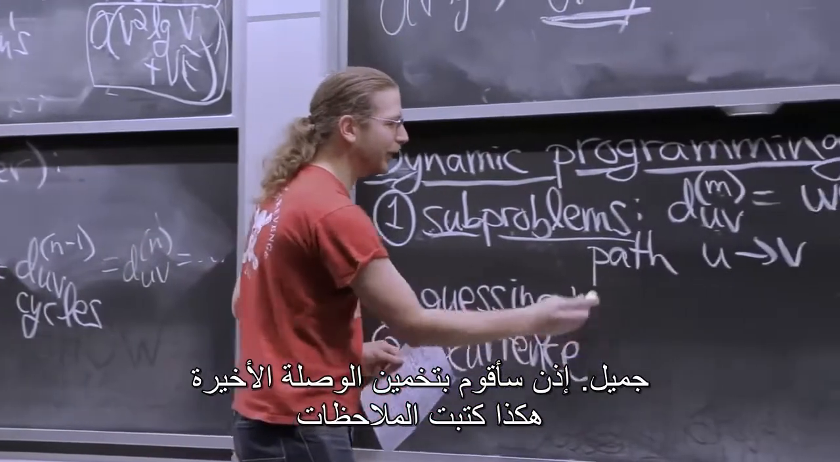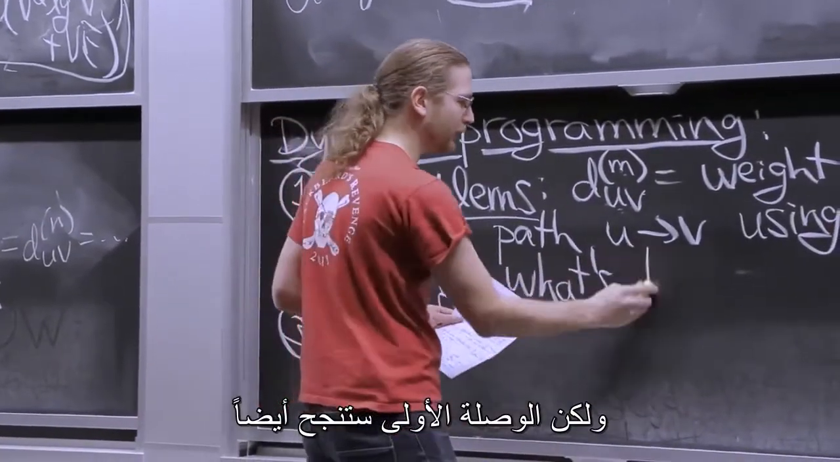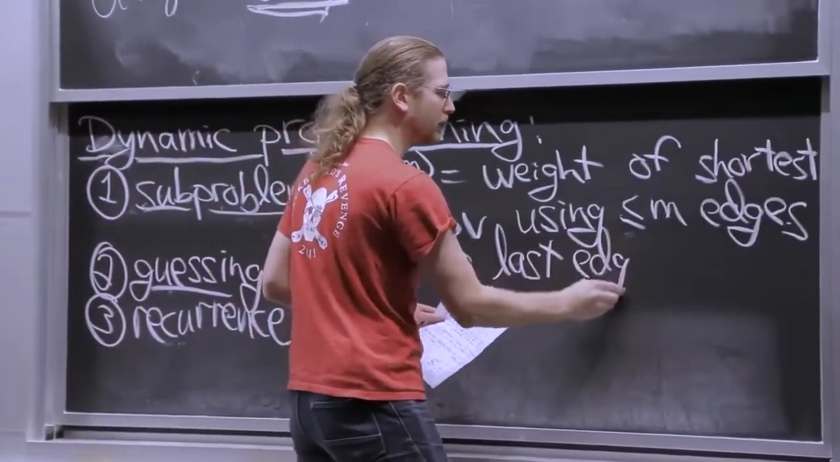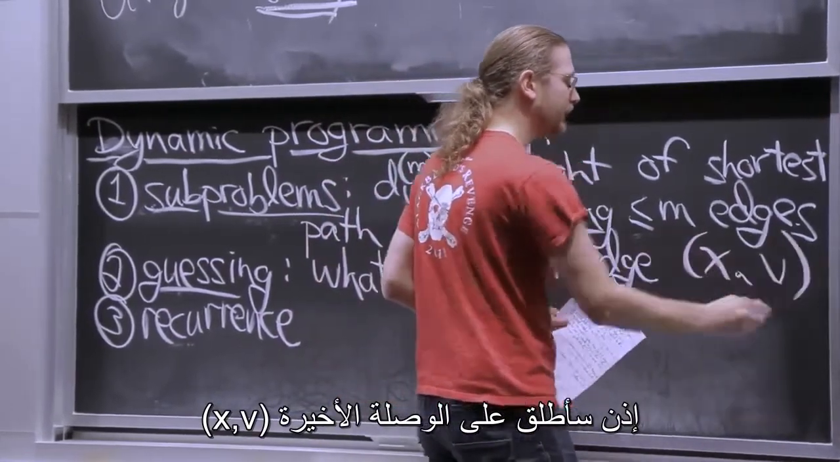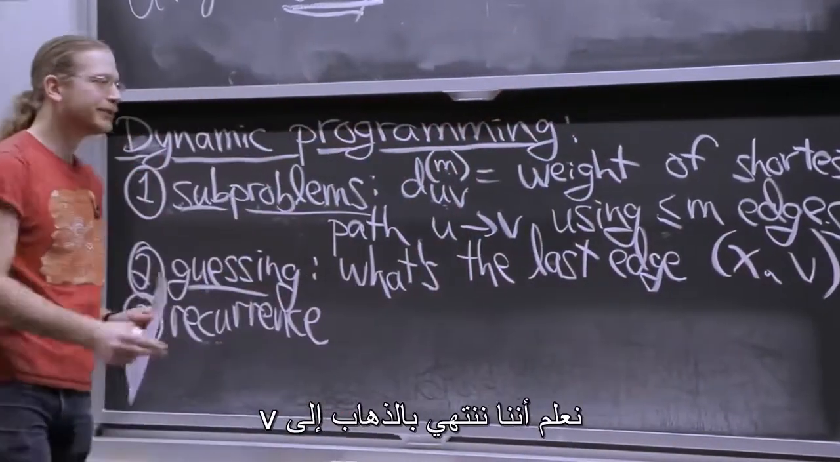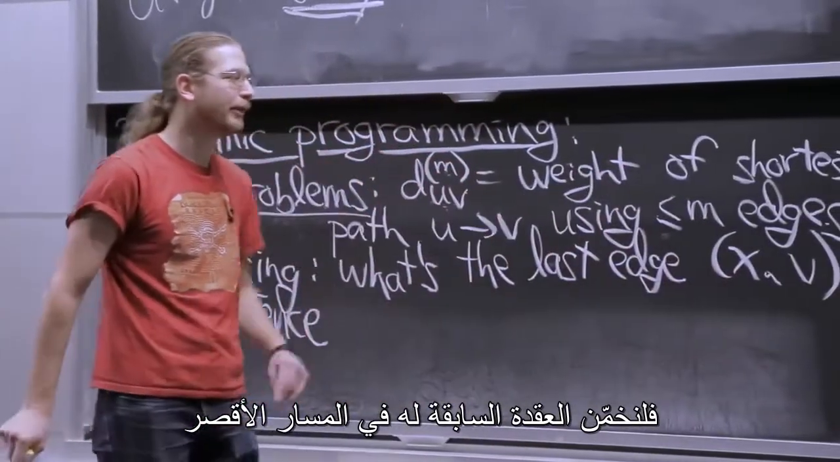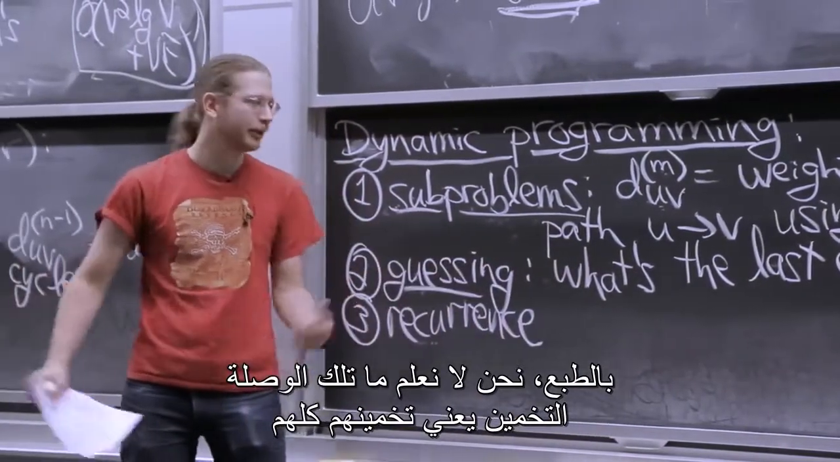Cool. So I'm going to guess the last edge. That's just how I've written the notes, but the first edge would also work fine. So I'll call the last edge x comma v. We know we end by going into v. So let's guess the vertex previous to it in the shortest path. Now, of course, we don't know what that edge is. Guessing just means try them all, as you saw last time.